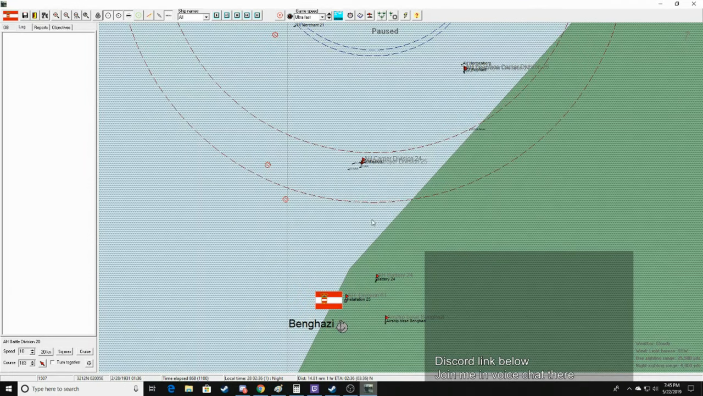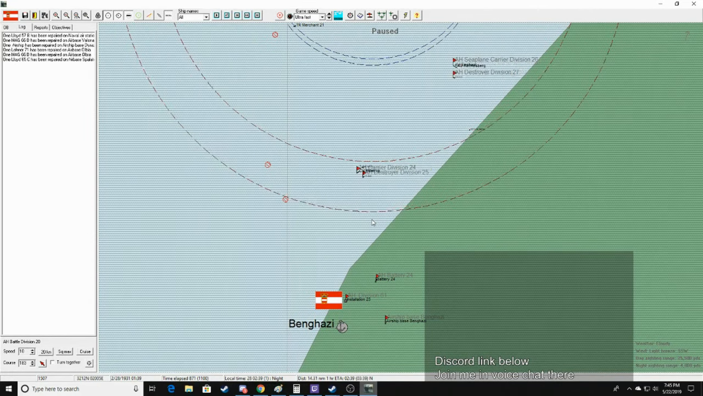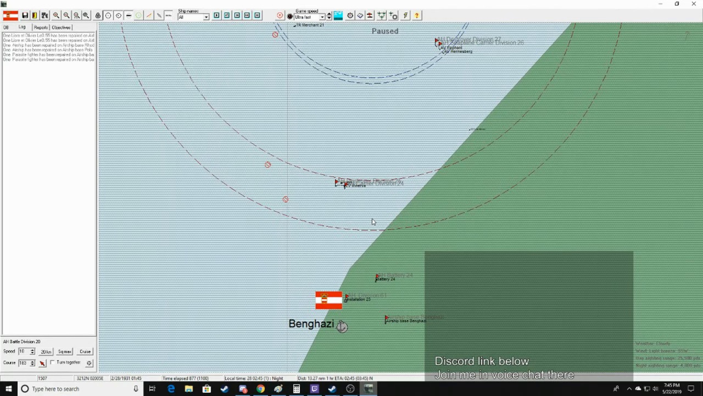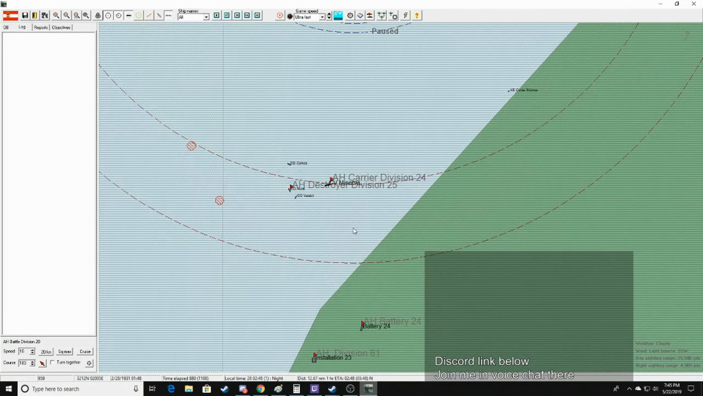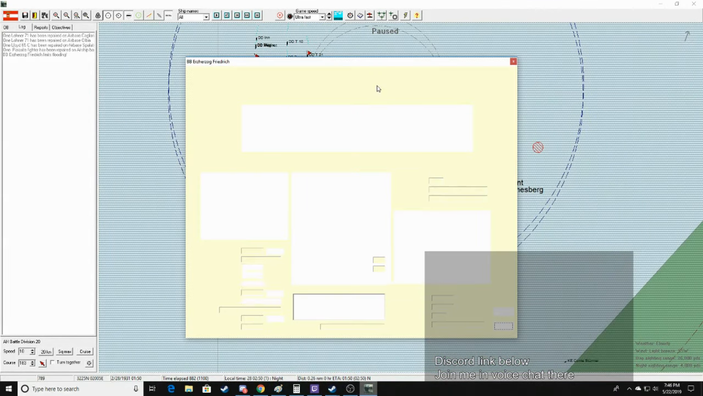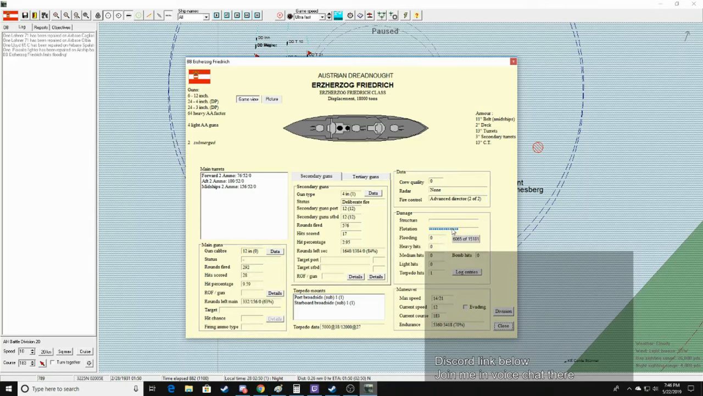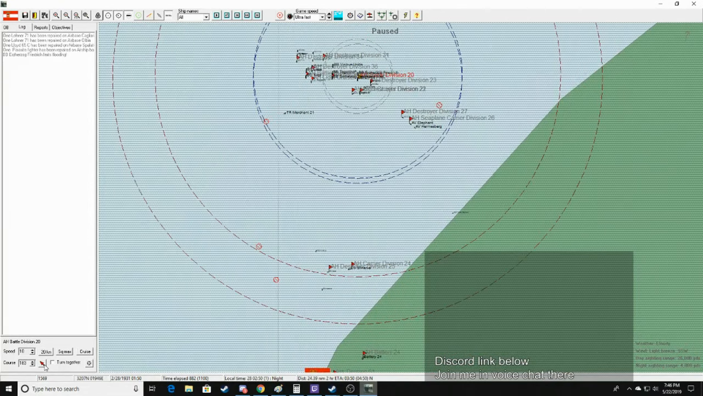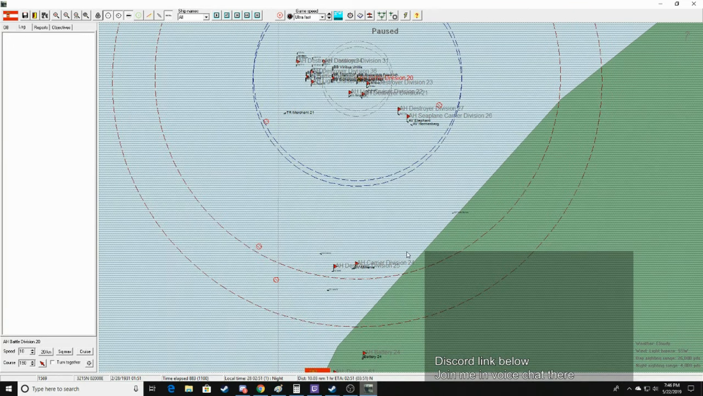Just don't let Minerva go into port. Erzherzog Friedrich limits flooding again. Good. Okay, now it's actually at zero flooding. I think it's still too risky to keep the ship out in case it gets torpedoed again. I think it's still a good idea to get it into port. We're going to stay on the same path.